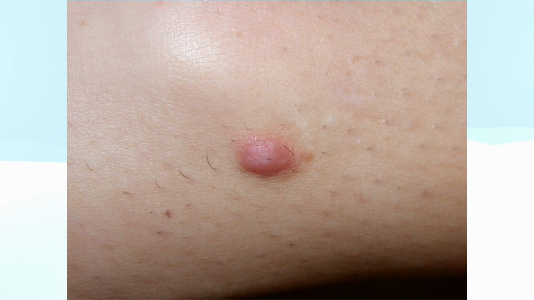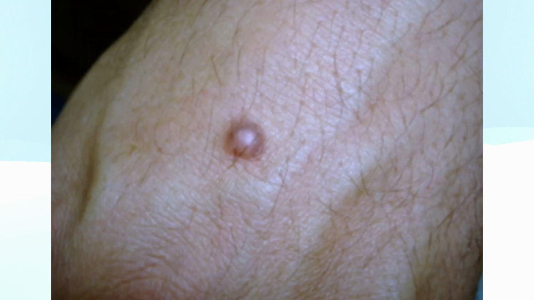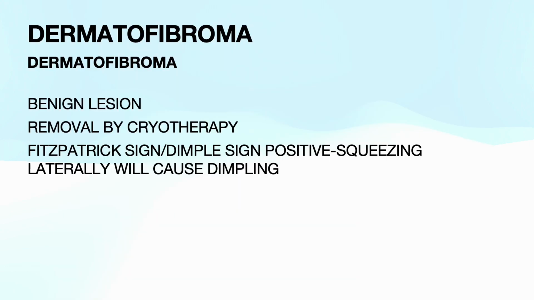How it is looking like. I'll give you a clue if you don't know this. In this lesion, typically there is something called dimple sign or Fitzpatrick sign will be positive here. That is squeezing. If you squeeze this lesion laterally, there will be dimpling in it. That's called Fitzpatrick or dimple sign. Pause the video multiple times and look at it again and again till you remember the lesion.